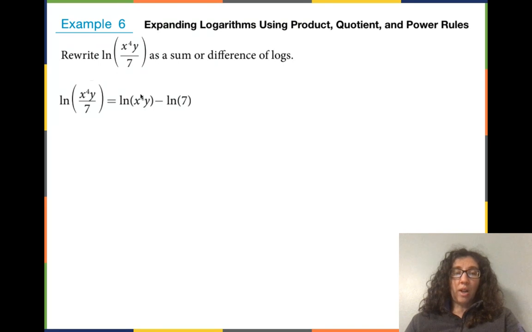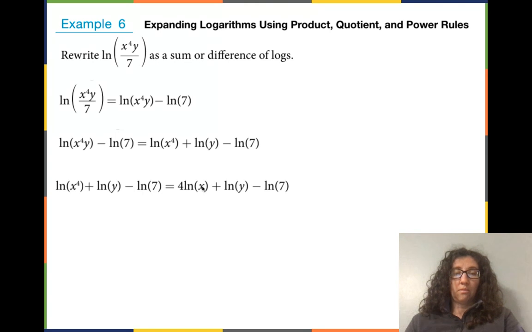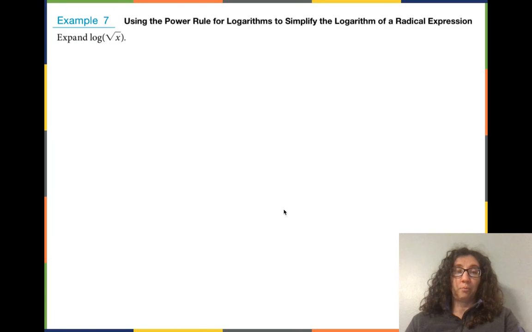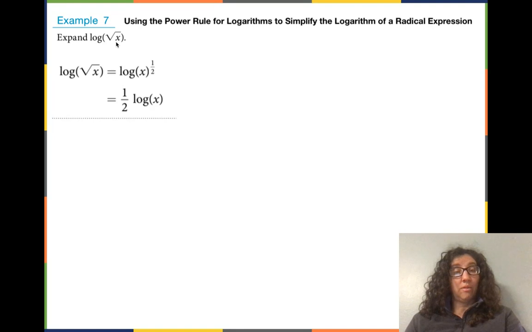All right, now let's use the product rule and expand this, right? We can break this apart as natural log of x to the 4th plus natural log of y. And now the last thing we're going to do is use the power rule to just bring that 4 out front, right? 4 natural log of x plus natural log of y minus natural log of 7. So we've done it. We've broken this apart as much as we can. We've expanded this logarithm. Let's expand this. Well, the first thing we're going to need to recognize is that square root of x is the same as x to the 1/2, right? And then once we have that, we can use the power rule and bring it out front.